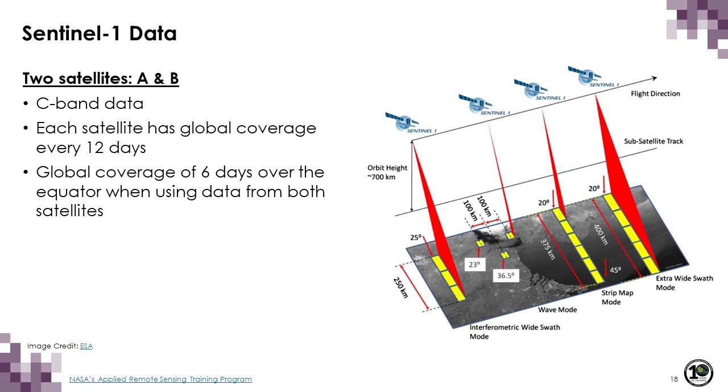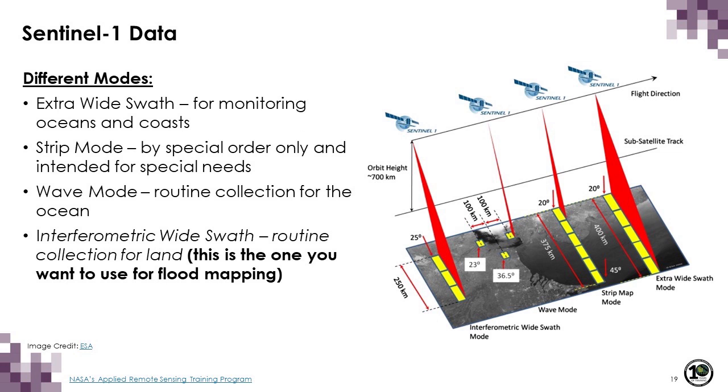The SAR database on Google Earth Engine contains the Sentinel-1, and as mentioned previously, it's a SAR sensor operating at C-band, and it's a satellite from the European Space Agency, so they've got Sentinel-1A data and Sentinel-1B data. They are exactly the same satellites with the same sensor. Each satellite has a global coverage of every 12 days. And so between the two of them, you get global coverage every 6 days.